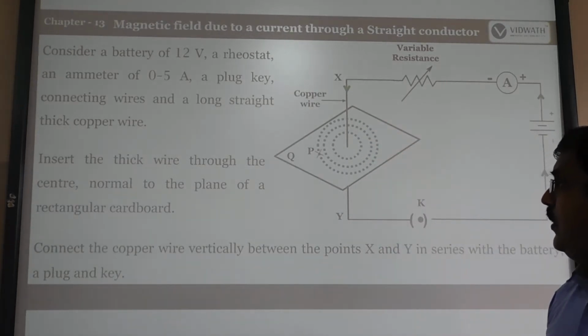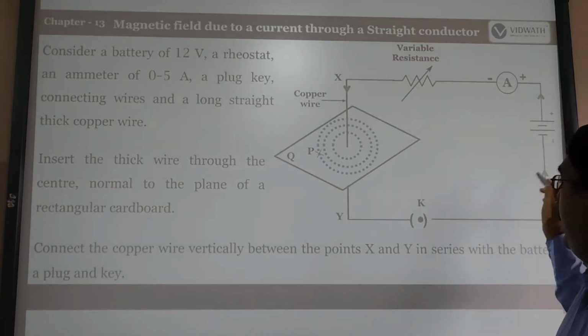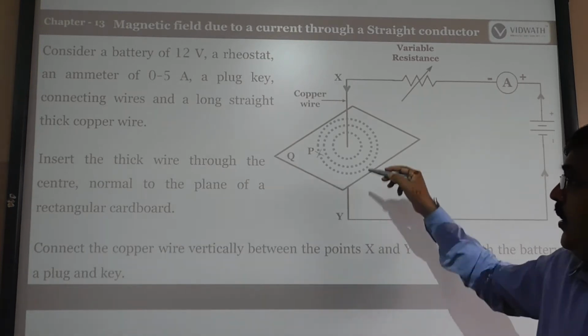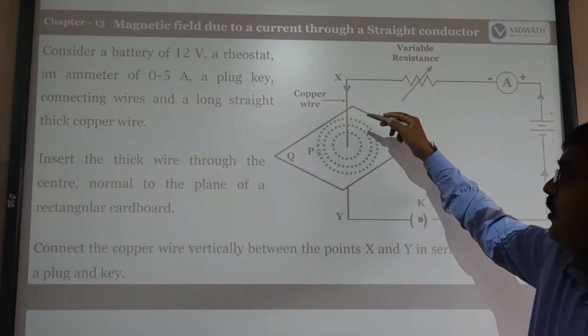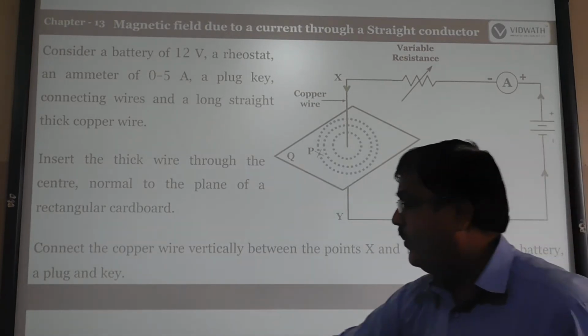So what happens then? You use the ammeter and also the battery, and the plug key should be closed. Here the copper wire is taken in the vertical direction. What happens can be seen.